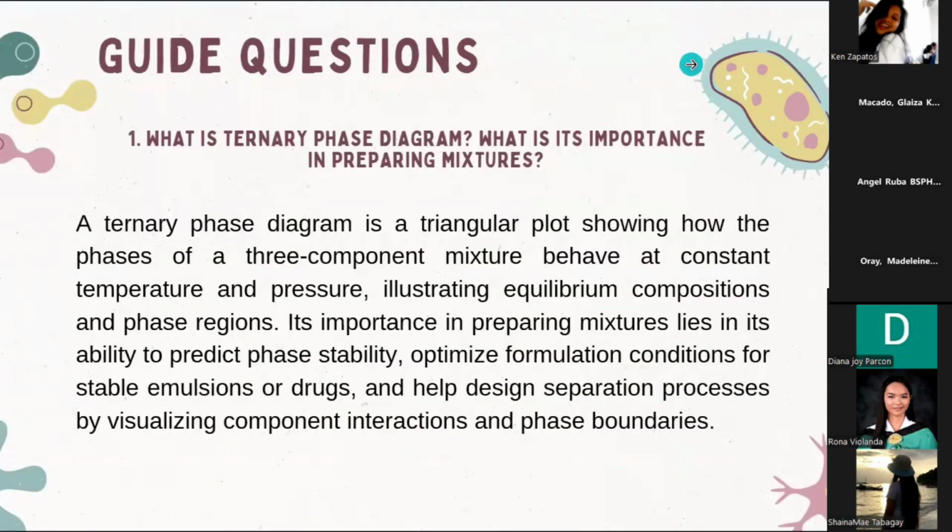Now for the guide questions. What is a ternary phase diagram? What is its importance in preparing mixtures? A ternary phase diagram is a triangular plot showing how the phases of a three-component mixture behave at a constant temperature and pressure, illustrating equilibrium compositions and phase regions. Its importance in preparing mixtures lies in its ability to predict phase stability, optimize formulation conditions for stable emulsions or drugs, and help design separation processes by visualizing component interactions and phase boundaries.